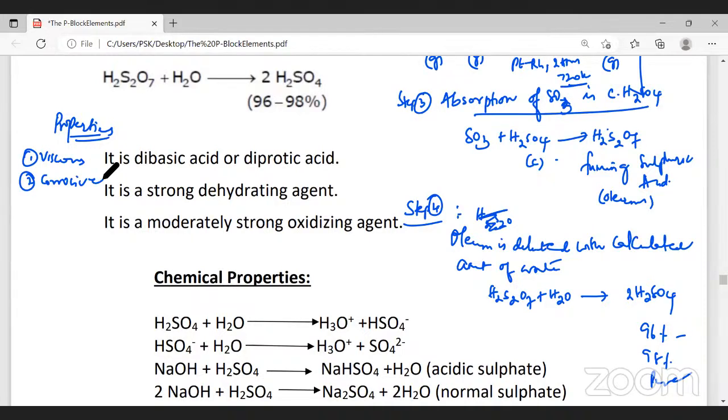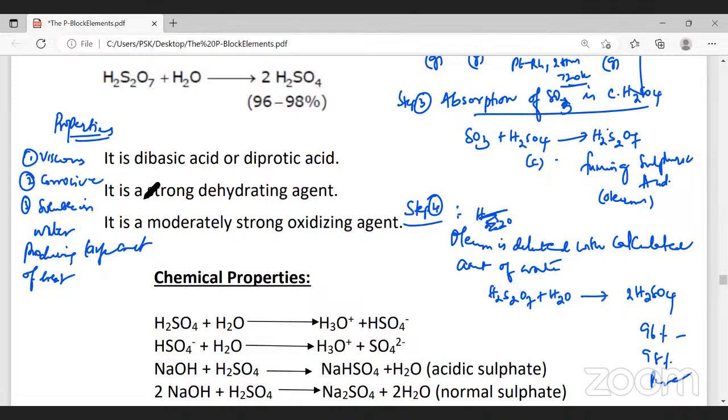It has a strong affinity towards water and is soluble in water, producing a large amount of heat. It is soluble in water, producing a large amount of heat. These are the physical properties of sulfuric acid.